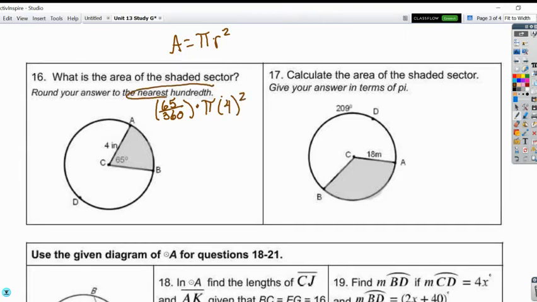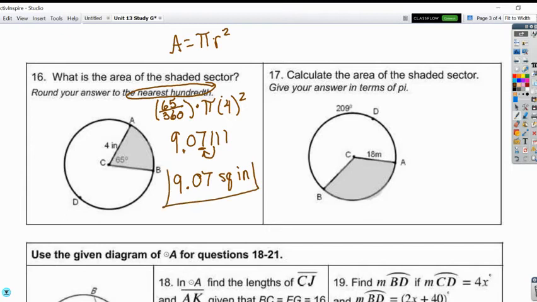This one says that we're given this answer to the nearest hundredth, so I can put everything into my calculator. 65 out of 360 times the 3.14 and times the 4 squared. We're talking about 9.07111 out of my calculator. So hundredths is my second place. Look behind to tell me if it's going to stay the same or round up, and that will stay the same. 9.07. This is area, so we're talking square inches. Area is always going to be square units.